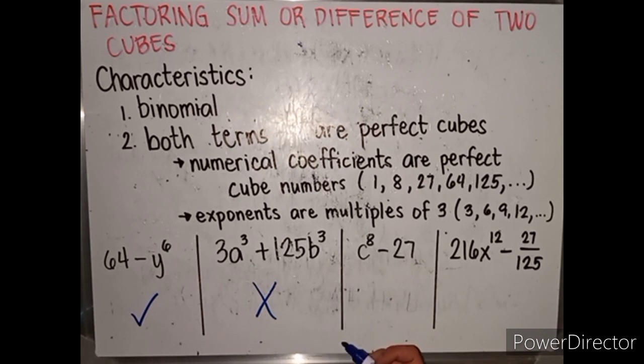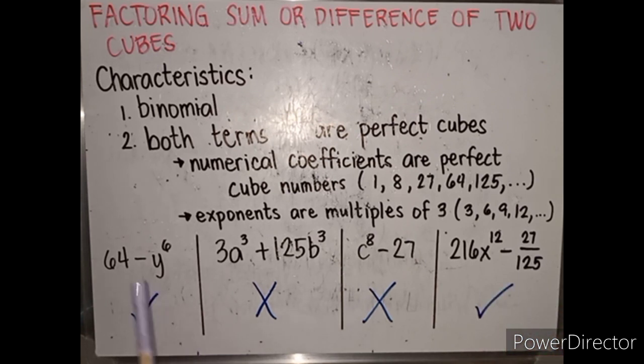Number 3, c to the 8 minus 27. Perfect cube, perfect cube. Kaya lang yung 8 ay hindi naman multiples of 3. So, dapat siya multiples of 3 ang exponents. Hindi rin siya factorable by this one. And then, the last one, 216 is a perfect cube number. That is 6 cube. 27, perfect cube. 125, perfect cube. And then, x to the 12. 12 is a multiple of 3. So, therefore, this is factorable by perfect cube.